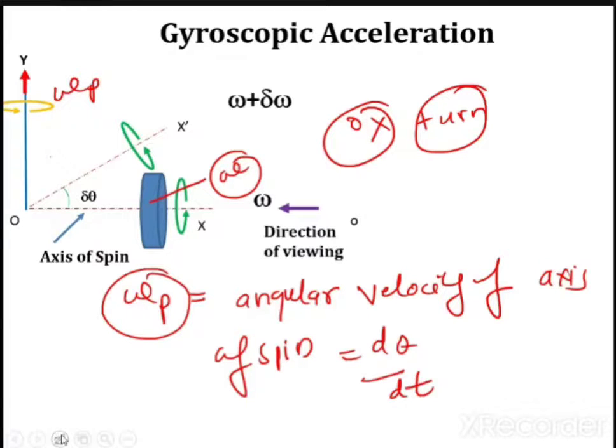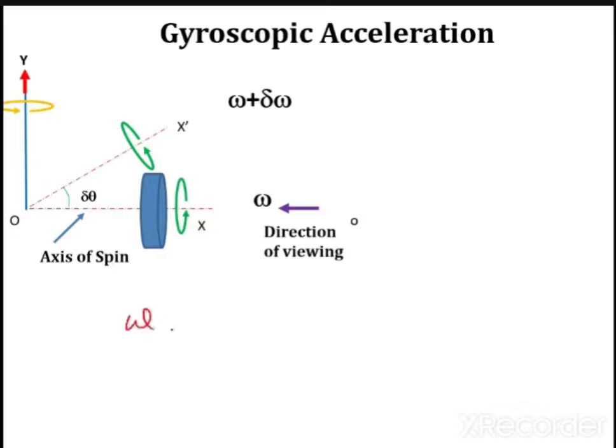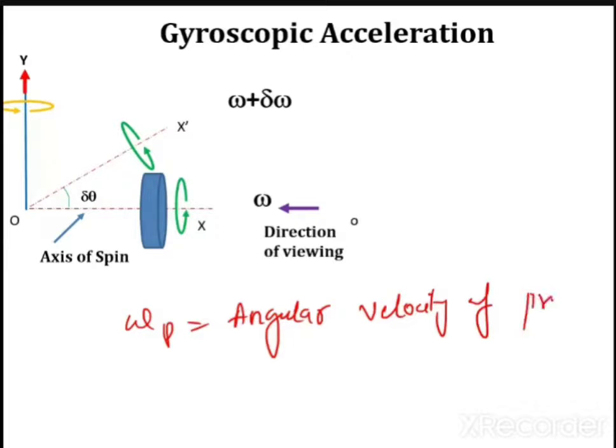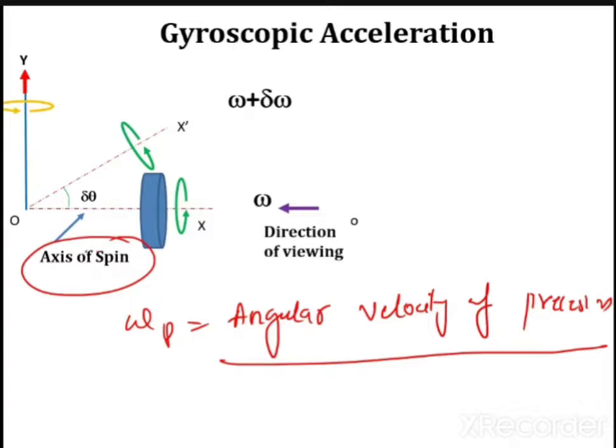And this omega p is called the angular velocity of precession. What is it called? Omega p is called the angular velocity of precession. Okay, have you understood this? Now tell me whether you have understood or not. It means how fast the axis of spin turns about this OY. That is all about the omega p.